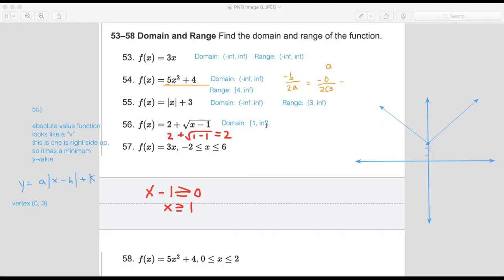So I'm not really following any rules here. I'm just kind of reasoning it out. So that tells me that the range would have to start at 2 with a bracket because it's possible and go to infinity. And if you want to know what the graph of this looks like, it's a square root function, so it's like a parabola on its side.